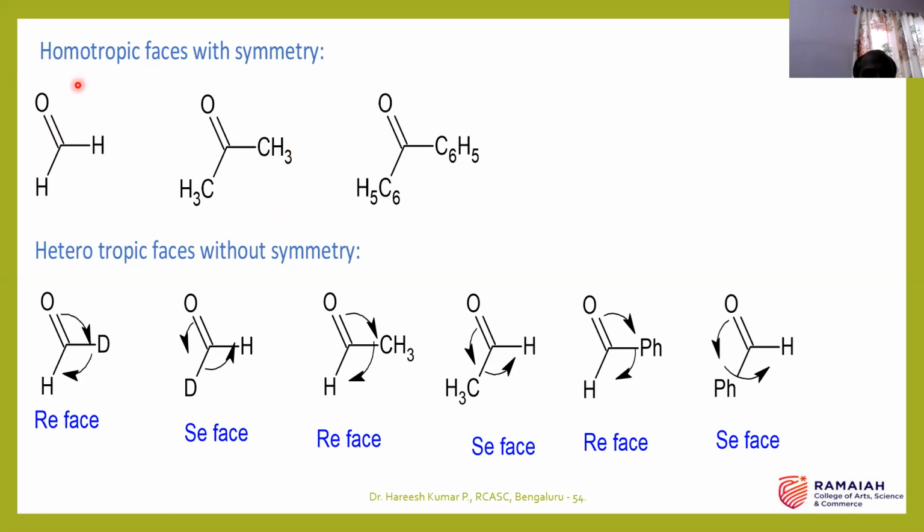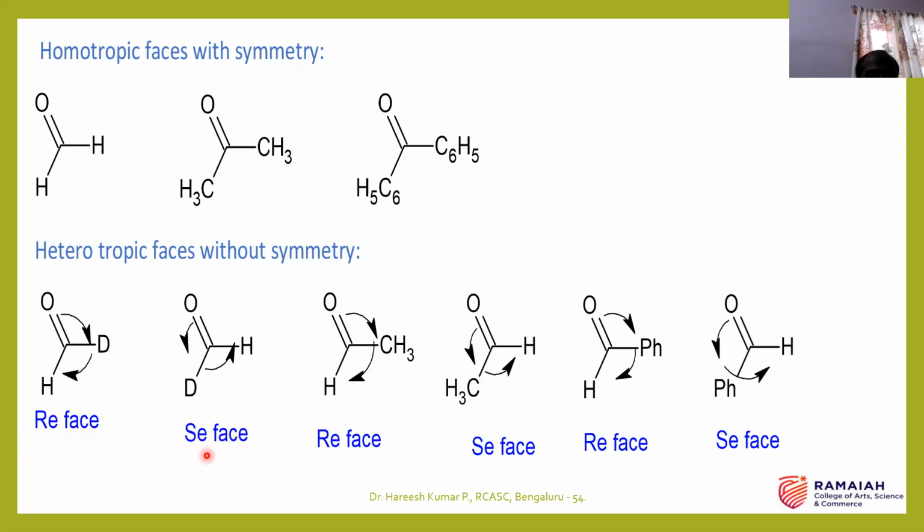Okay. And what we can say is that these are examples of homotopic phases with symmetry. Symmetry is there. But here I will mention one more terminology: heterotopic phases without symmetry. So you can observe that this is a different group, this is also a different group. And one more thing, homotopic phases contain only one phase, whereas heterotopic phases contain two phases. One is called Re phase, another one is called Si phase.